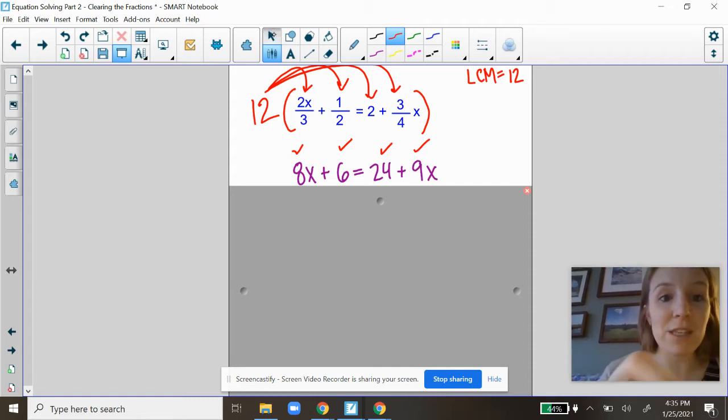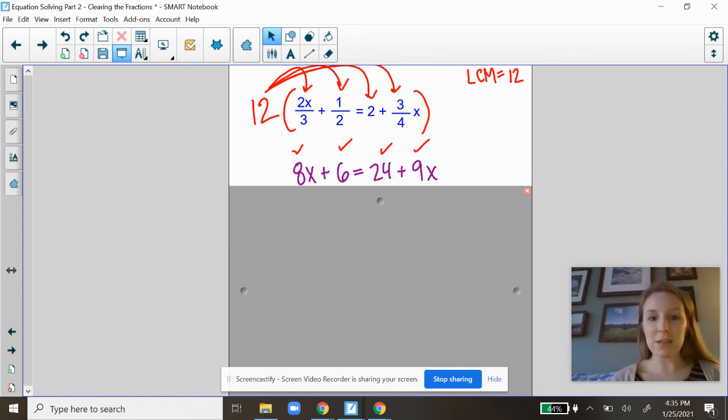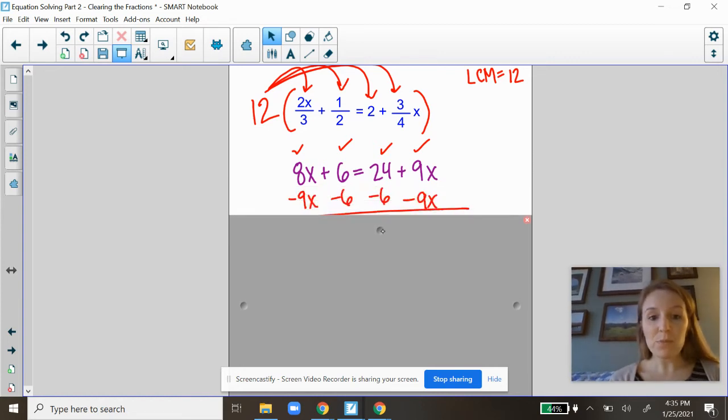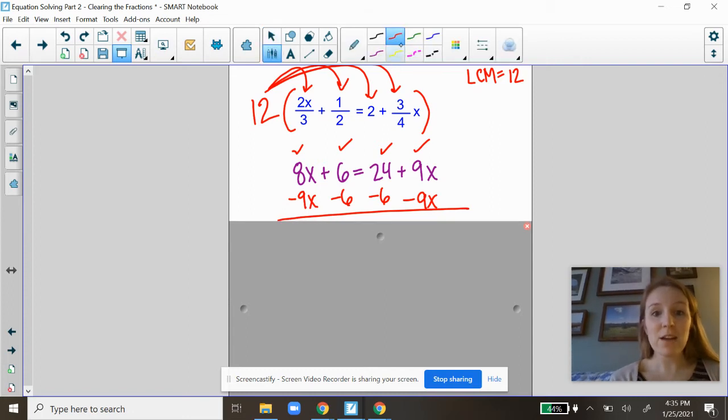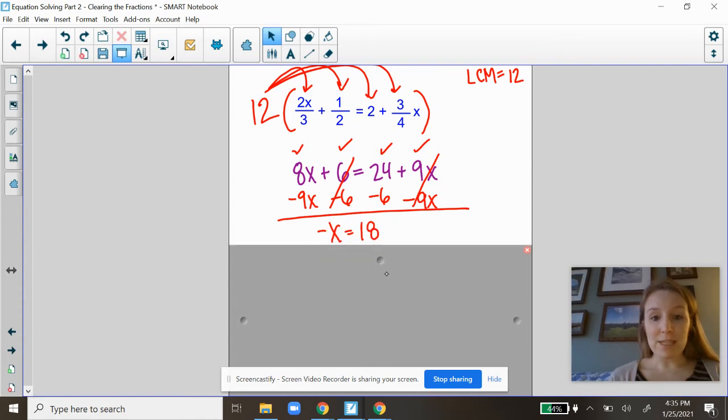So hopefully now that you see this purple equation, again, we're back to riding a bike, the beginning of 7th grade. This should feel really good. We're going to move things to each side. So I'm going to take the 9x away from here and the 6 away from here. So I'm combining my like terms on each side of the equation. And I'm going to end up with negative x equals 18. Remember, we don't want negative x, we want positive x.